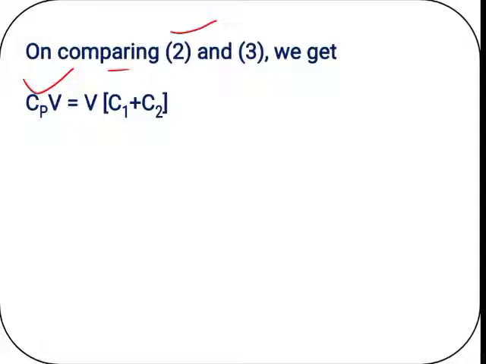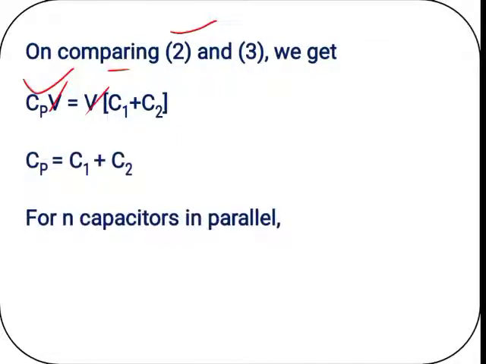So how we substituted for a series combination? Similarly, in the same way we have to substitute for parallel combination. So Cp into V is equal to V into C1 plus C2. Of course V gets cancelled here. So next step, Cp is equal to C1 plus C2. So this is the final answer for parallel combination.